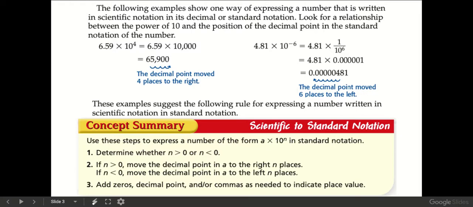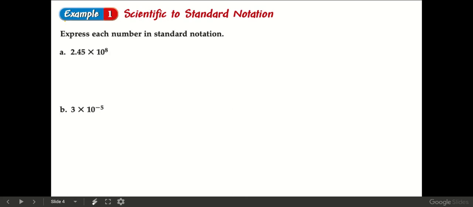So again, another important thing to write down. So let's look at this first set of examples here. So we are needing to write scientific notation in standard notation, right? So we're converting numbers from scientific notation and we're going to write them in standard notation. So let's look at this first one here.